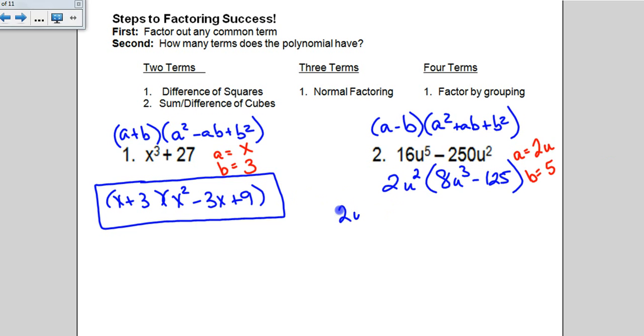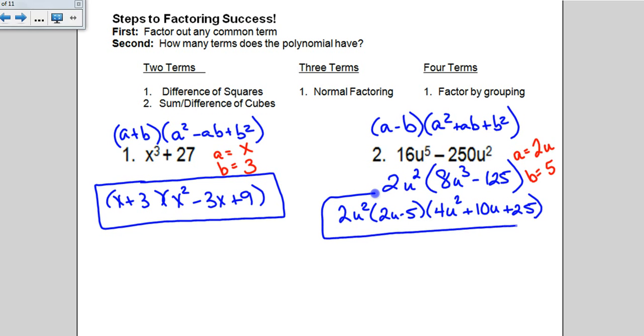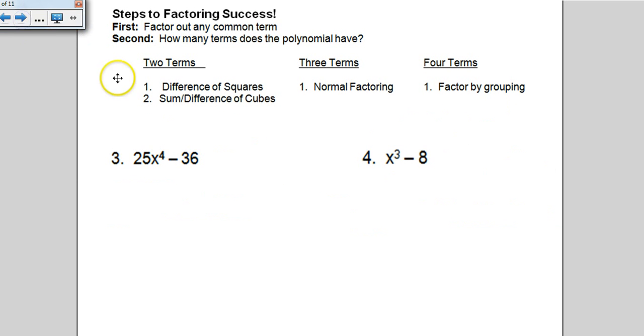So my 2u squared stays out in front, and then when I go ahead and plug everything into the pattern, it says a minus b, so 2u minus 5, and then a squared. Be careful here, 2u squared would be 4u squared, plus a times b, so 10u, plus b squared, which would be 25. And remember, this pattern can't go any further once you get to that point, so that's your final answer. I realize that seems a little complicated. It'll get better, I promise.